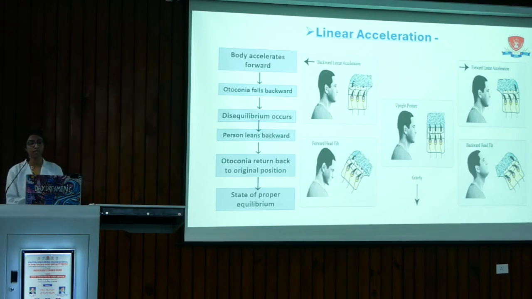For example, when a person moving in a car is suddenly thrust forward, the otoconia fall backward, resulting in a state of disequilibrium, and the person leans backward until the otoconia return to their original position and the nervous system senses a state of proper equilibrium, and the person no longer leans backward.